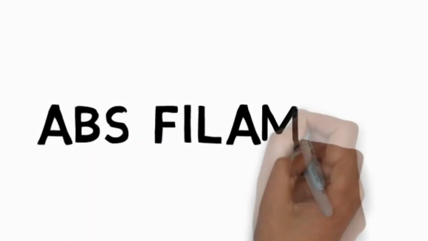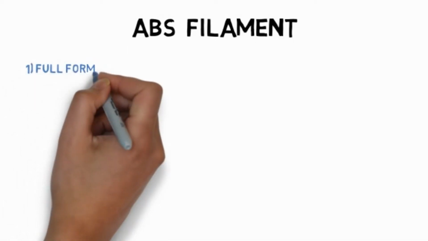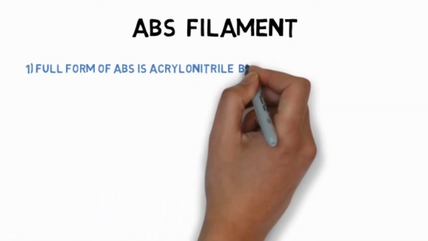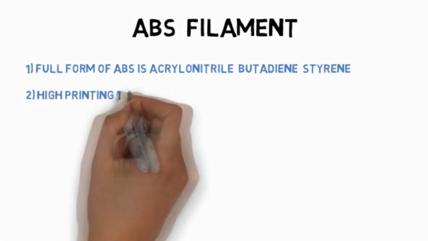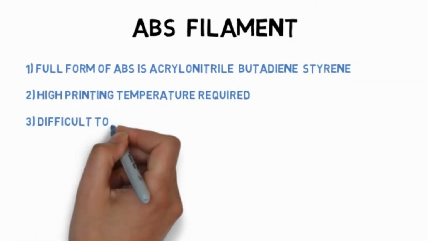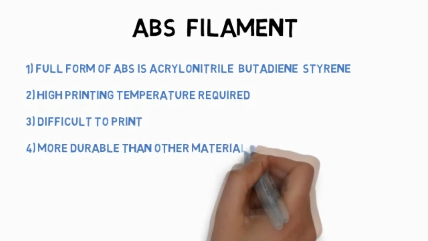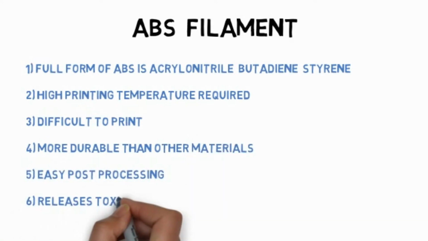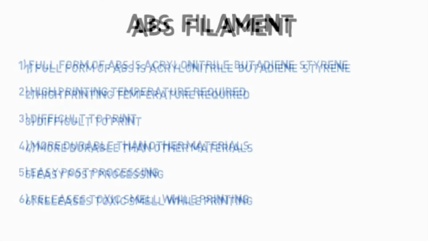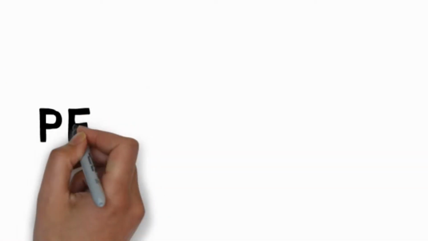Next we have ABS filaments. ABS in ABS filament stands for acrylonitrile butadiene styrene. It requires high printing temperature and is very difficult to print, but more durable than other materials. It has easy post processing, but it is very toxic.